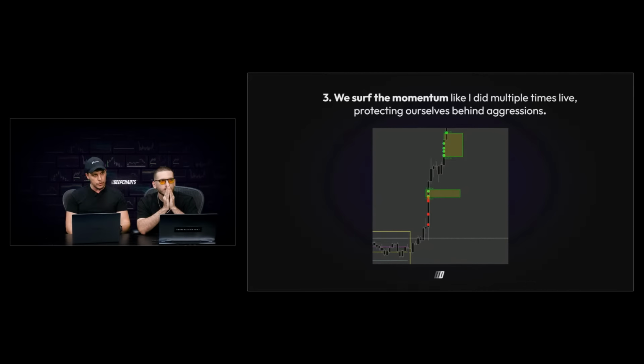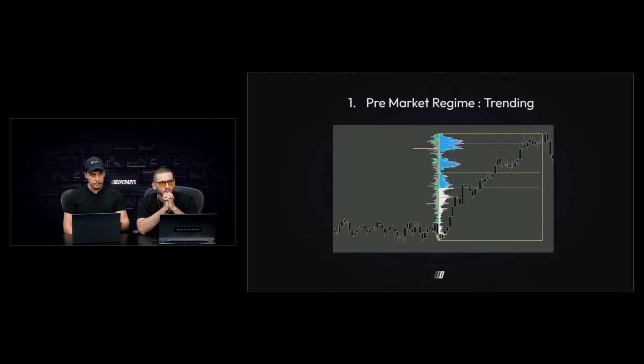We surf the momentum like I did multiple times live, protecting ourselves behind aggressions, because aggression is a moment where if you see coherence between price and volume, you can go break even really fast. So your risk is there for a small time.